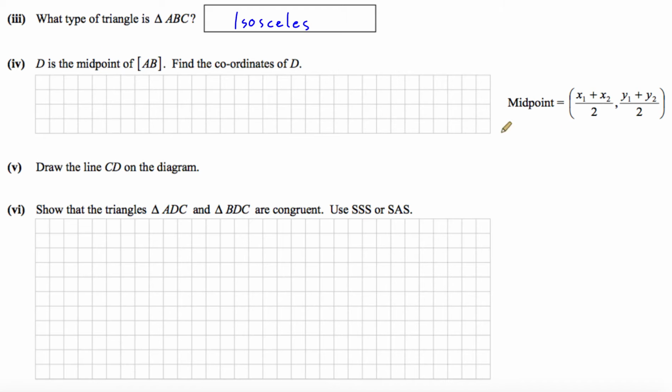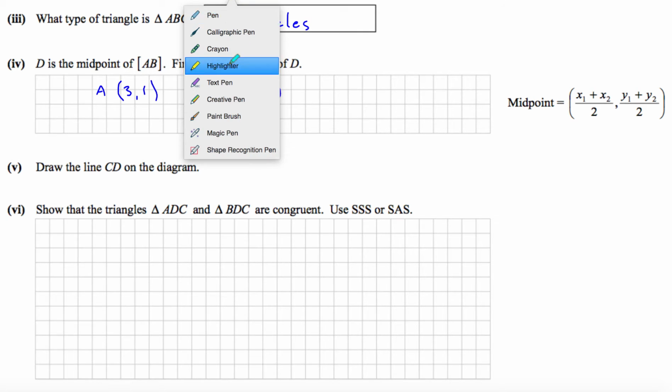So the midpoint formula, which is this one over here, again we get this from the tables book. We're going to find the midpoint of AB. So again, our A point was 3, 1, and then B was 0, 4. So we're going to just plug these numbers into this formula.